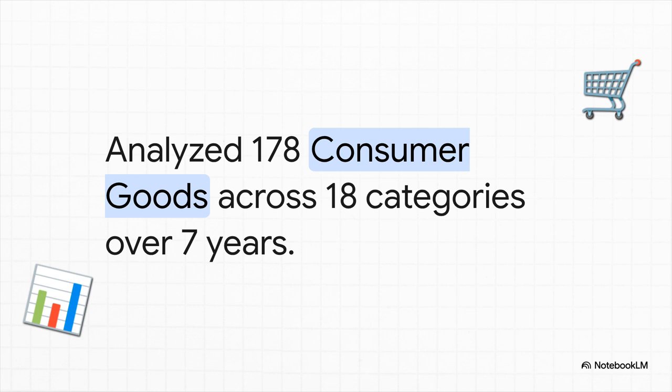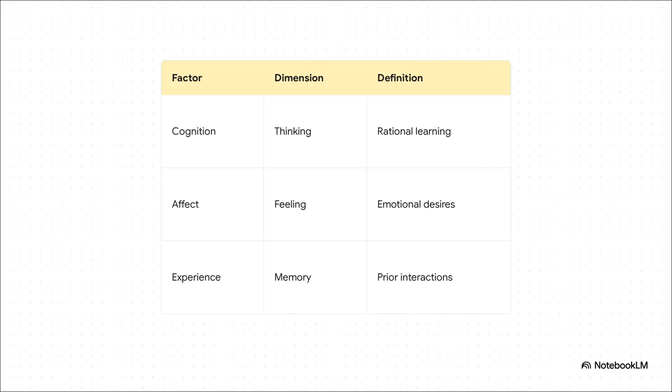The goal was simple but ambitious. Figure out exactly how advertising actually changes how consumers think, feel, and ultimately buy. To really map out the modern consumer's mindset, the researchers tracked 3 intermediate factors. First up is cognition, which is the thinking dimension. That's your brain rationally processing and learning about a brand's specific benefits. Next is affect, the feeling dimension, which represents your emotional desires. And lastly, experience, or the memory dimension. This tracks your memories of prior interactions and past purchases with the brand.